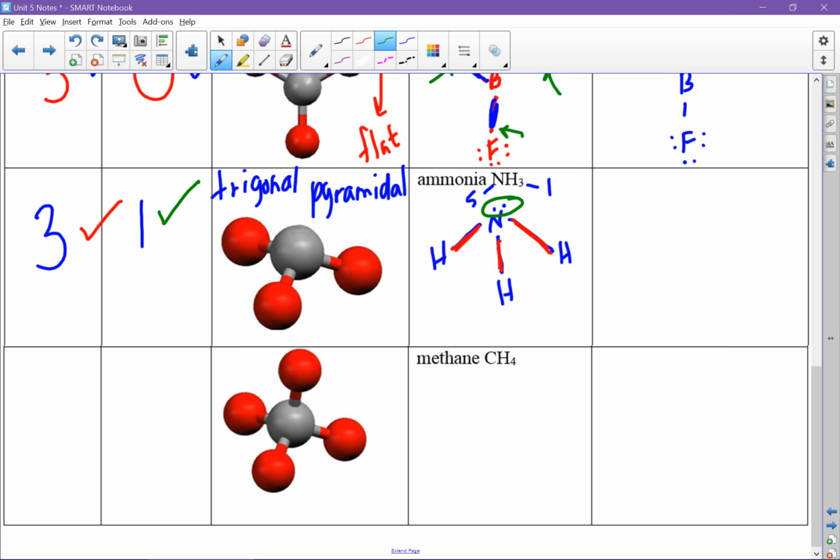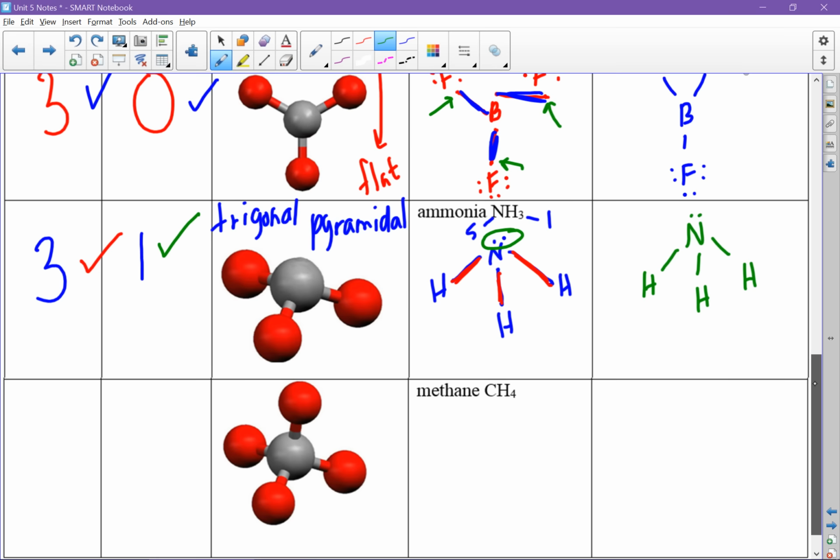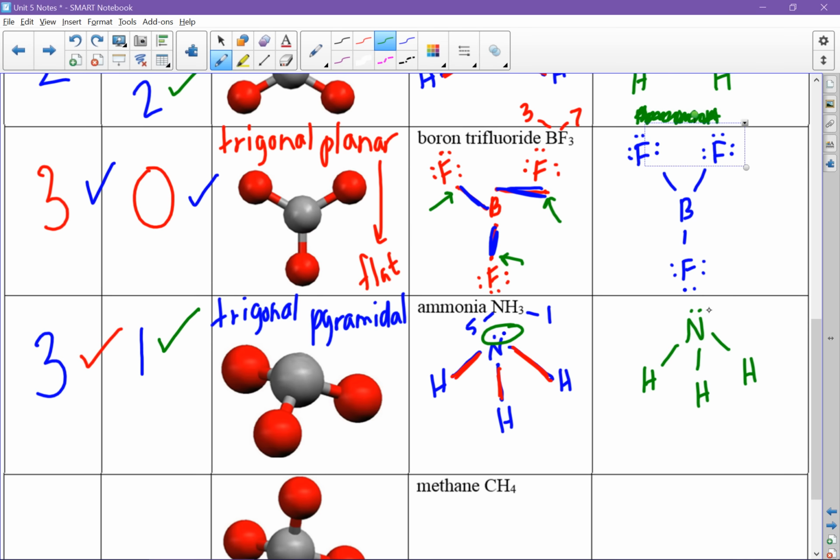Because I see that, I must draw this in the planar, or sorry, in the pyramidal shape, which means I want you to make it look like a pyramid. Nitrogen is the top of the pyramid with its electrons, and then the hydrogens are like the legs of the pyramid, like that. So notice the difference. Planar and pyramidal look very different, so you need to draw them in different shapes.